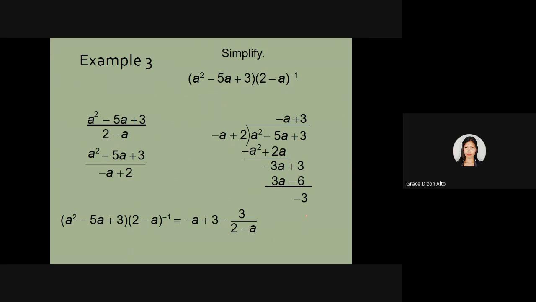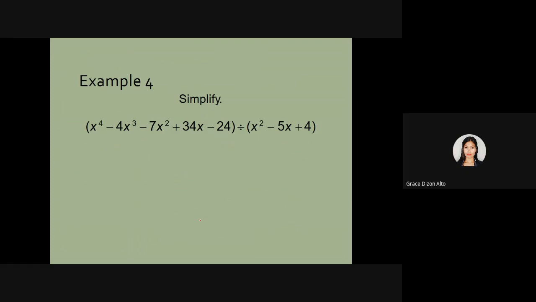Therefore, from previously learned rule on how to write the quotient, we will have our q of x plus our r of x over our d of x. So the answer is negative a plus 3 minus 3, which is our remainder, over 2 minus a, which is our divisor. So we will be going back to this divisor.